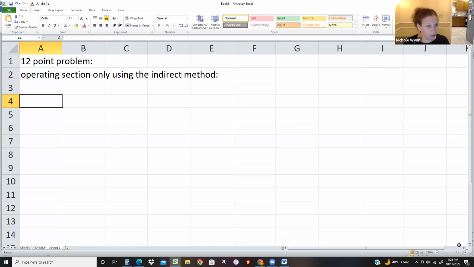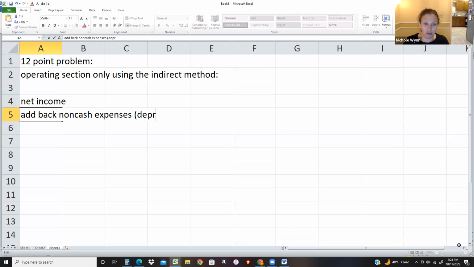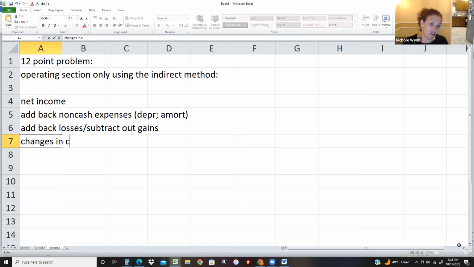Okay, so all you're going to do is use your 4 special steps. You're going to start with net income. You're going to add back non-cash expenses, so that would be like depreciation or amortization. Add back losses, subtract out gains, and then do changes in current assets and current liabilities.